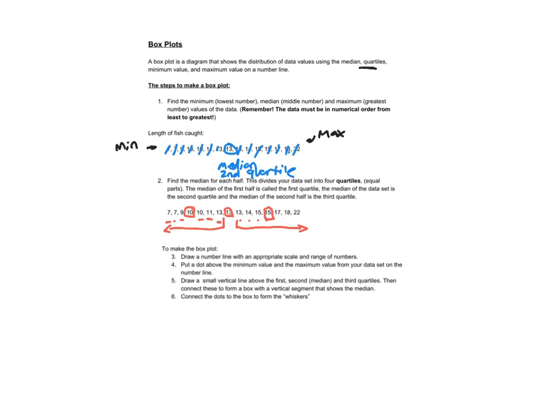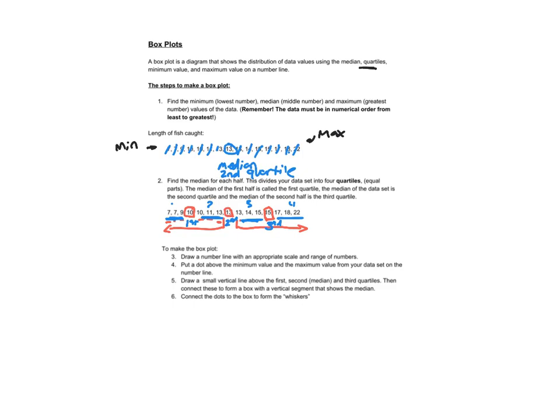To see that, we can see we have 3 pieces of data before the 10, which is our first quartile. We have 3 pieces after the 10 and before the 13, which is our second quartile. And then we have 3 pieces between the second and the third quartile, which is this 15. And then 3 pieces of data over here. So we have 1, 2, 3, 4 sections of data. And we have all the information that we need.